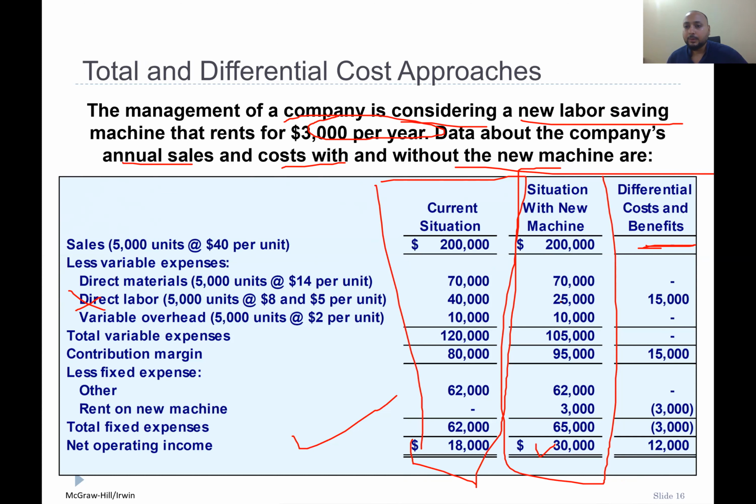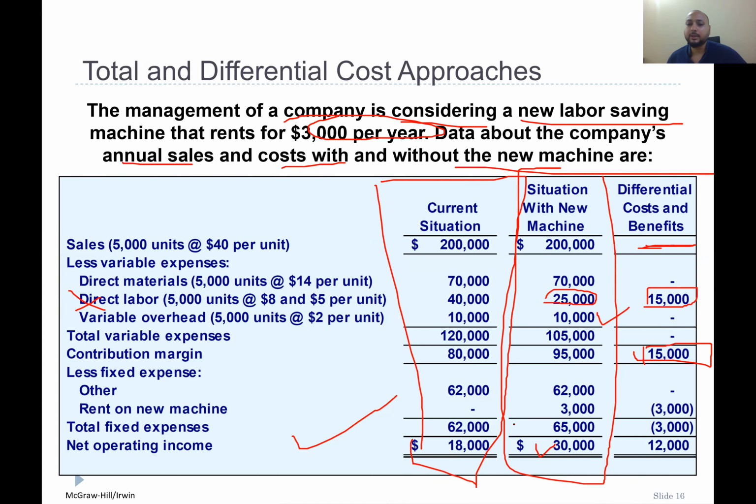You say now direct labor cost will be 25,000, right? 25,000, right? So you will be saving 15,000 here, and the rest of the stuff are the same. So variable expense doesn't stay the same. So our total variable expenses, contribution margin is saved by 15,000. Okay.